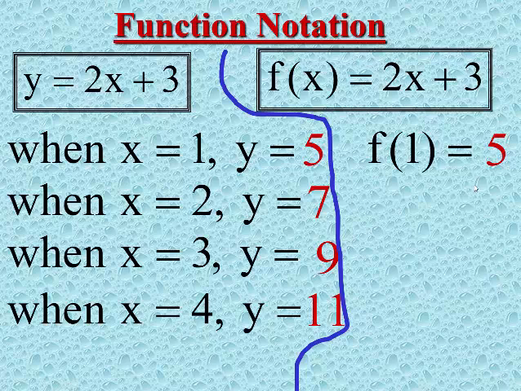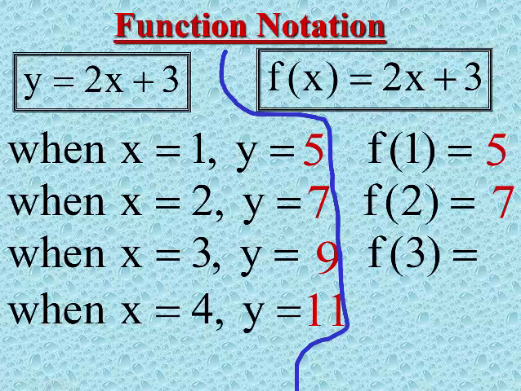So notice what I did there. Whenever there's something inside here, you're just plugging it into the equation. F of 2, well, replace the x with 2. 2 times 2 is 4, plus 3 gets me 7, and so on. Just like that, just like over here. So notice how f of x is just another way of calling y. That's all it is, literally all it is.